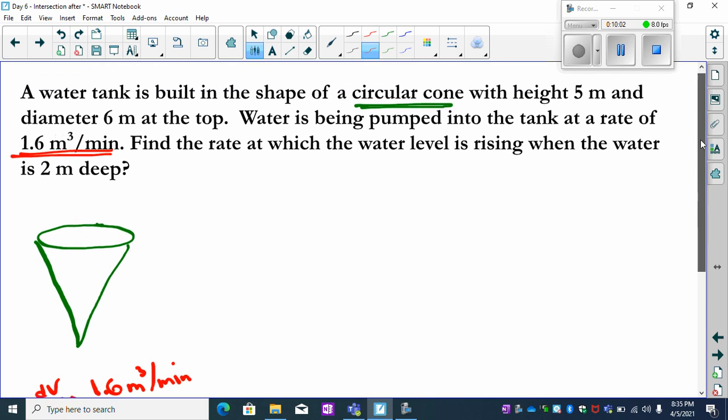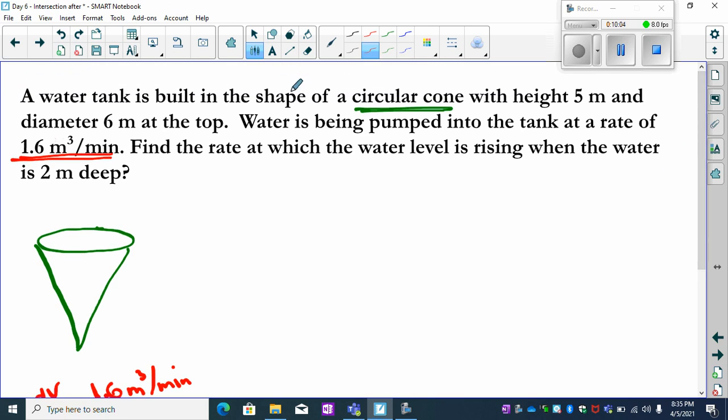They also give me a bunch of other information. All right? They tell me that the height is 5 meters. That's what the cone would be. That's how high it is. And it's got a diameter of 6. Okay, let's use the radius. We'll use the radius in this question.